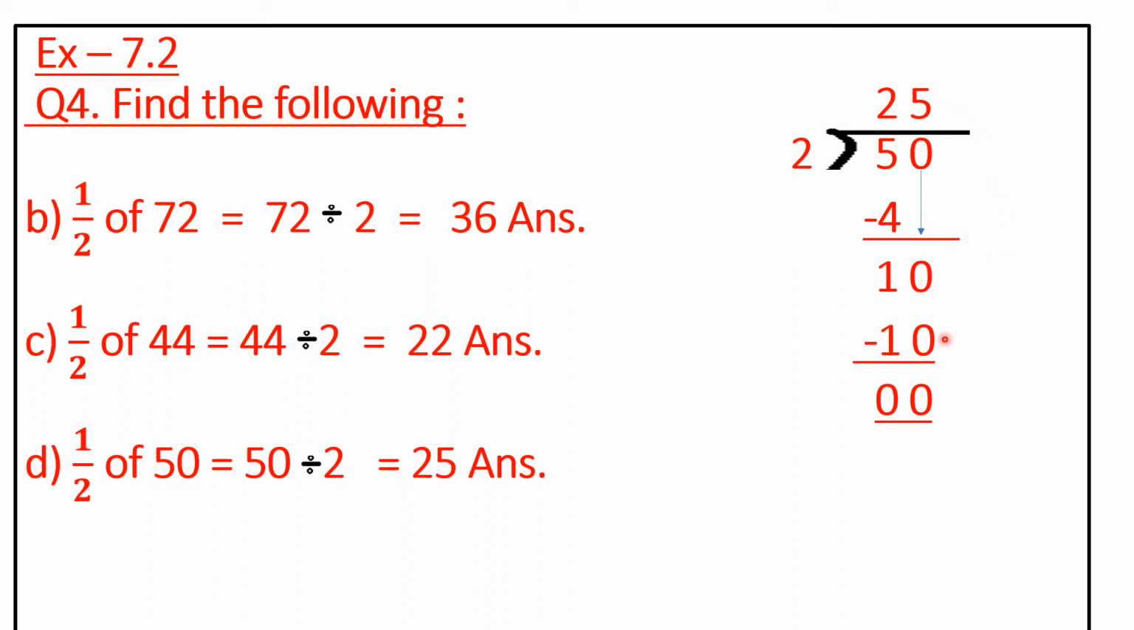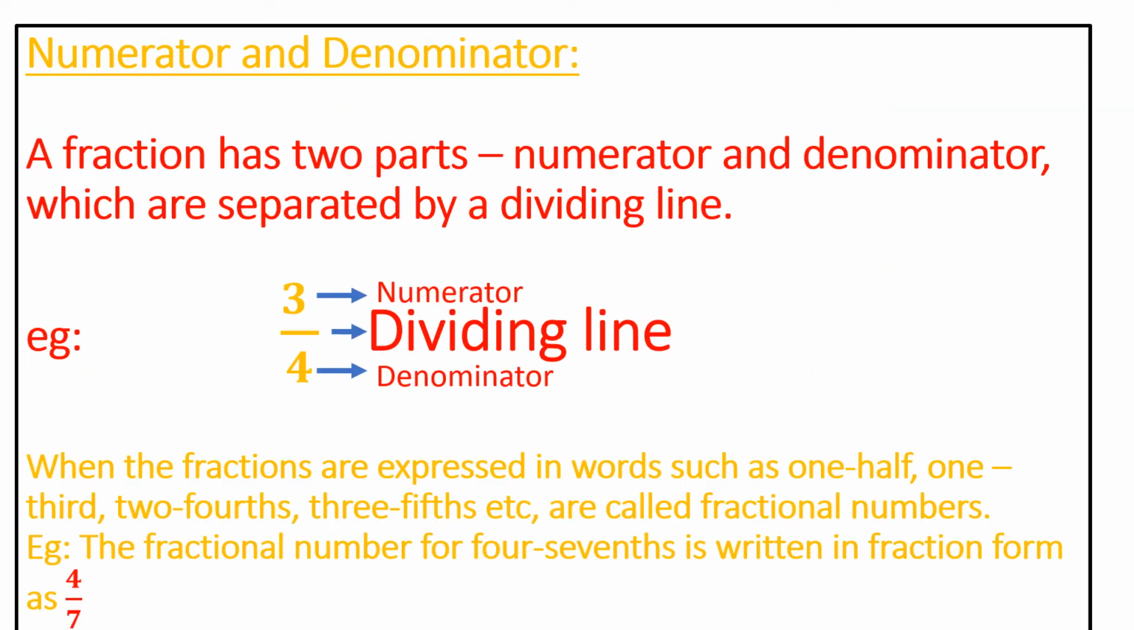So now 2 5s are 10. So 10 minus 10 is 0. So your answer is 25. So in this way you will solve these questions in your copy, and all these long divisions you show in the rough column.